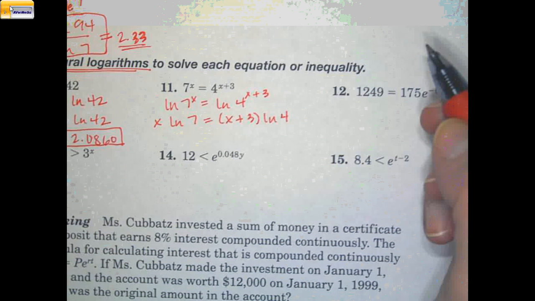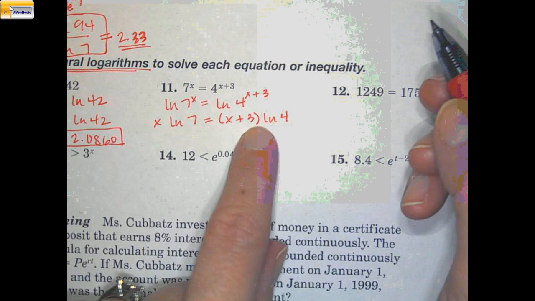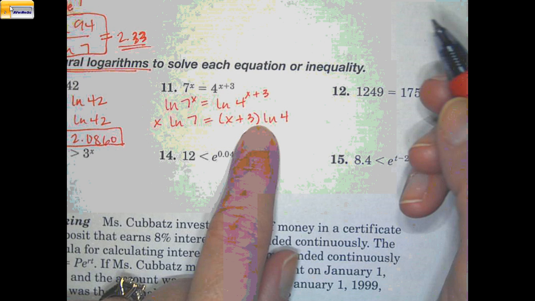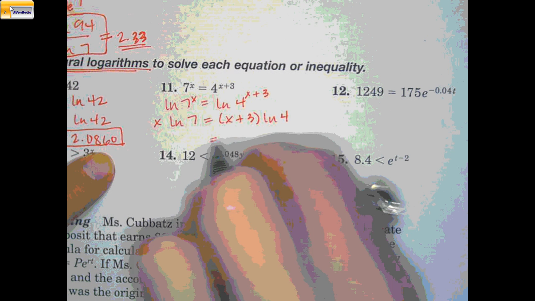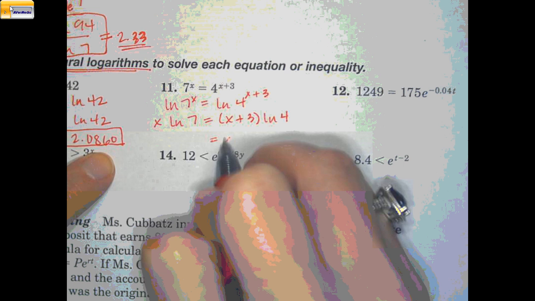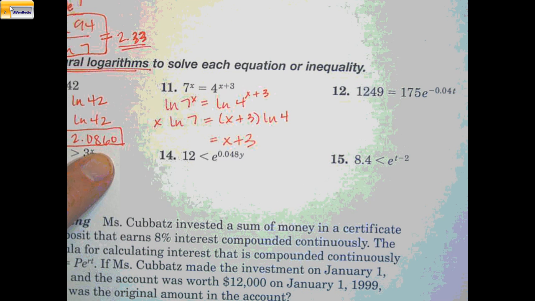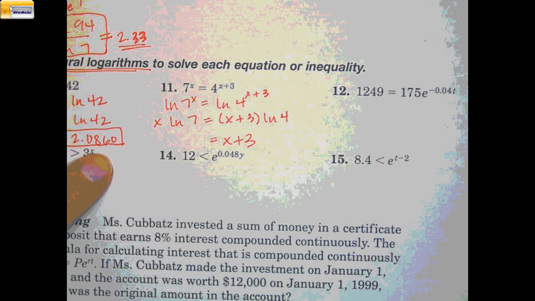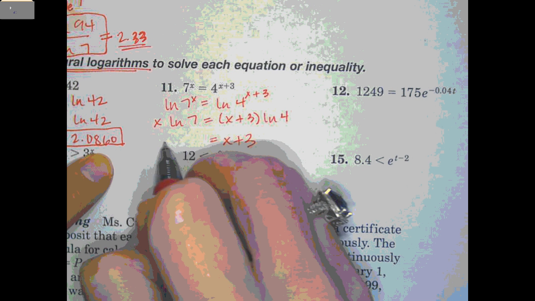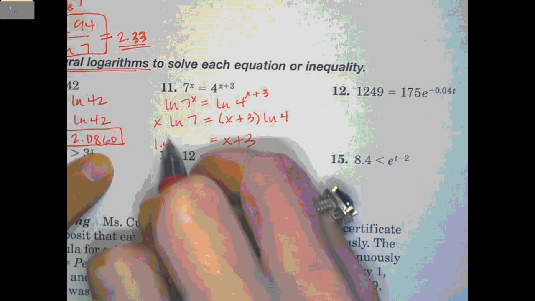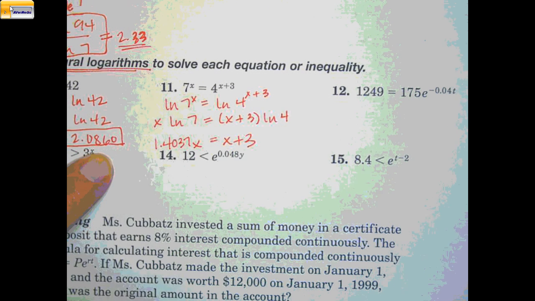Now, if you wanted to, you could distribute this natural log to both of those, but I think you're making that problem even longer than you have to. I say let's divide both sides by natural log of 4, so that on the right-hand side, we just have x plus 3. If I type in ln of 7 divided by ln of 4, I think we get 1.4-ish, right? 1.4037, I think, x.